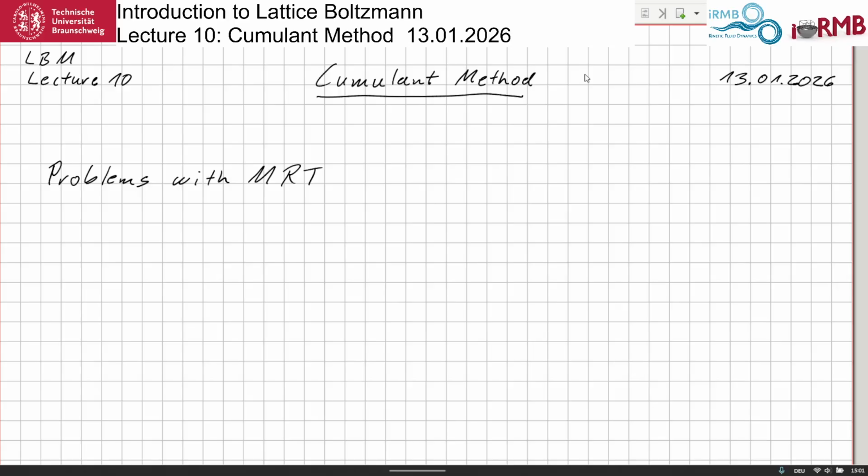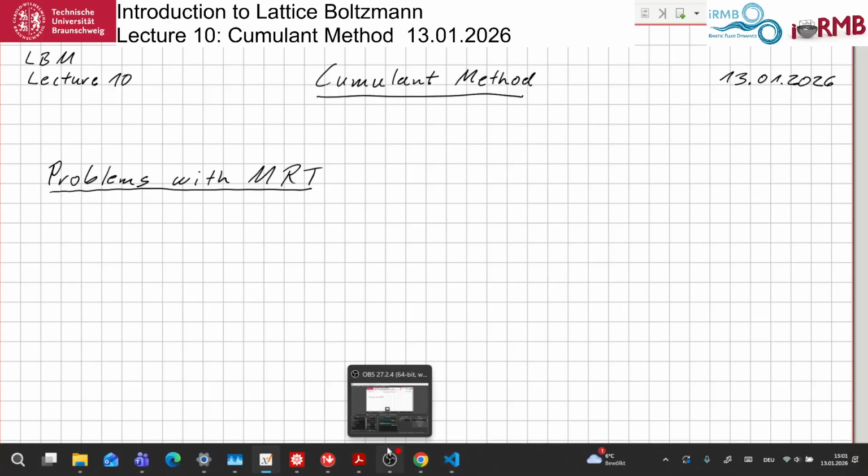So, why do we need yet another model after we learned about the MRT method? We have identified some problems with using multiple relaxation times.